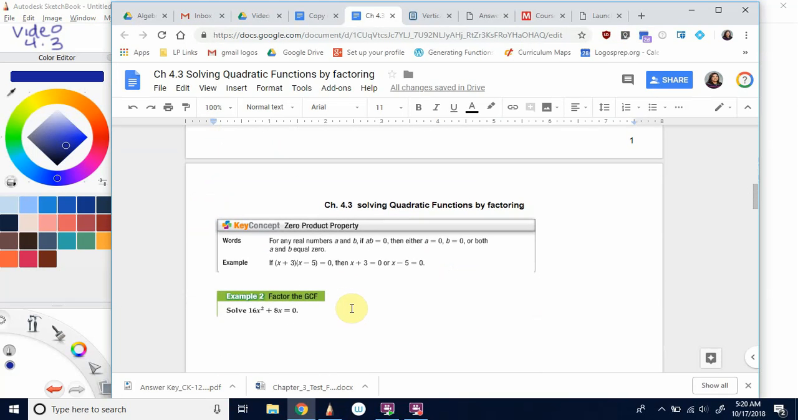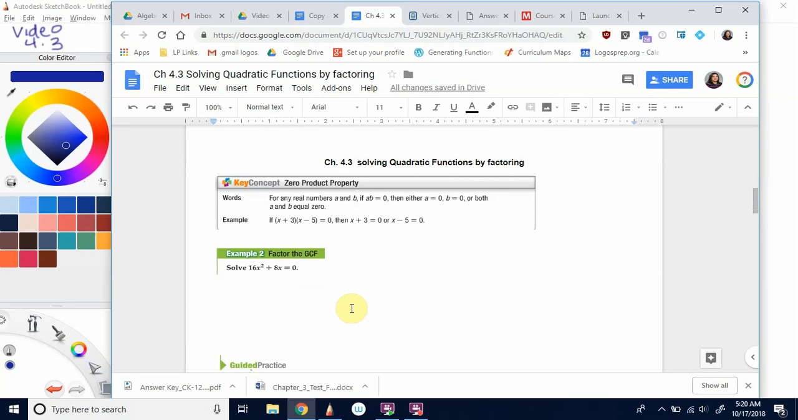Now, let's look at the zero product property. This becomes important here. What it says is, if you have real numbers a and b, and if a times b equals 0, then either a or b or both have to equal 0, because anything times 0 is 0. So for example, if you have x plus 3 times x minus 5 equals 0, then you can say x plus 3 equals 0 or x minus 5 equals 0. And then we can solve for x. And that's how we find the roots. So basically that's what we're using when we're solving.